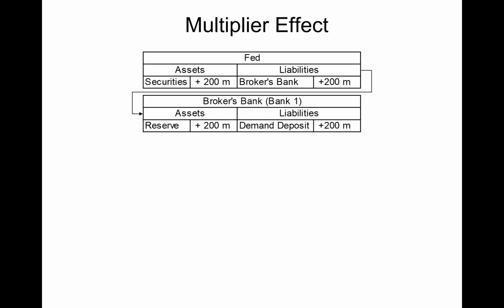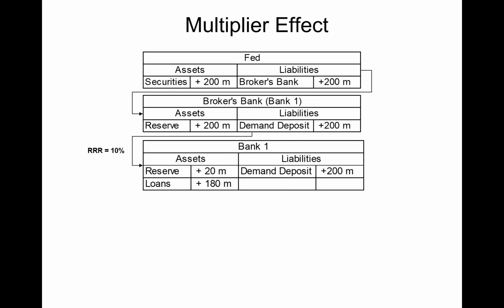Because of this purchase operation, the broker's bank now has $200 million to give out as loans from these deposits. Currently the reserve ratio is 0%, but that's not necessary. If the reserve ratio goes up, then the bank cannot loan all of that increase in reserves to customers. It can only give out a fraction of that. So let's assume that the required reserve ratio is 10%, which means that the bank has to keep $20 million in reserves, and the remaining $180 million can be loaned out.